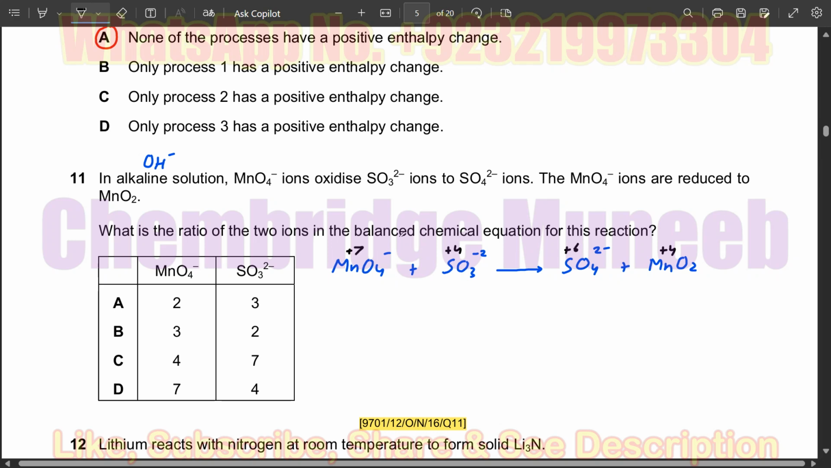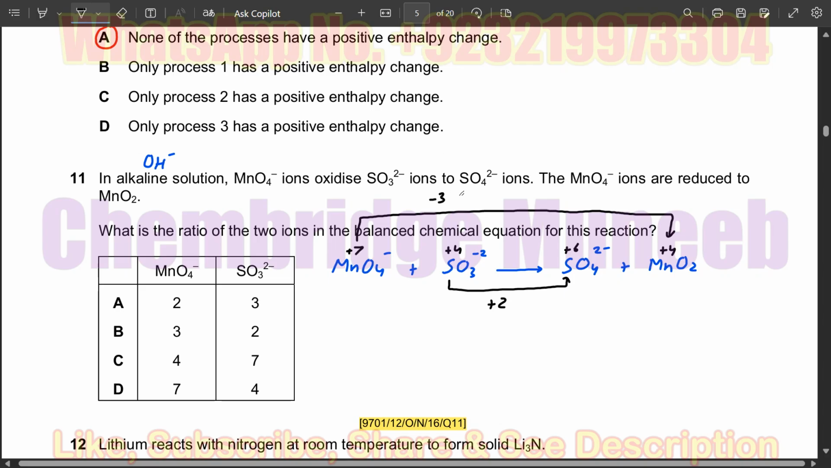I have calculated the oxidation numbers. Now what shall be the change? We have to check the change in them. Manganese is changing from +7 to +4, which means the oxidation number change is -3, it is reducing, and for sulfur it is +4 to +6, the change is +2. It means there are 3 electrons gained by the manganese being reduced.